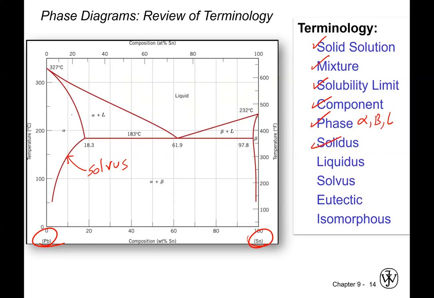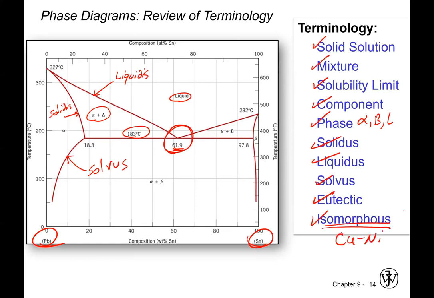Let's see, the solidus line, remember, is this one, all solid from this solid liquid region. The liquidus line is all liquid from this liquid solid region. And then the solvus we just drew in there. Eutectic, meaning easily melts. This is the eutectic composition and the eutectic temperature. And we also looked at an isomorphous system. That example was the copper nickel, where we had one single phase for all compositions, complete miscibility.